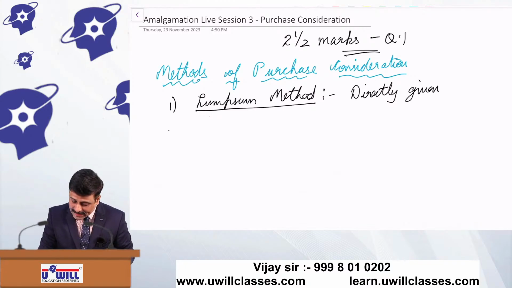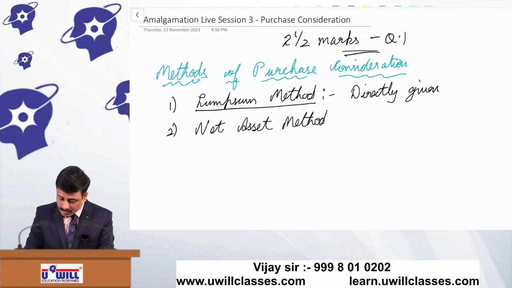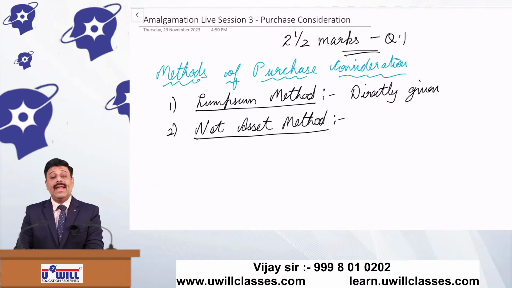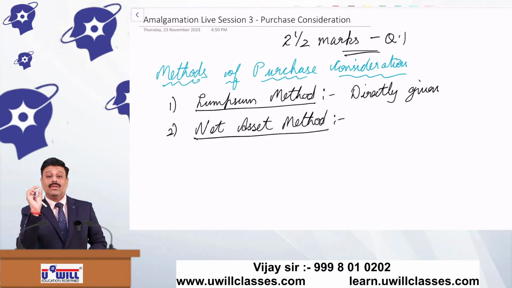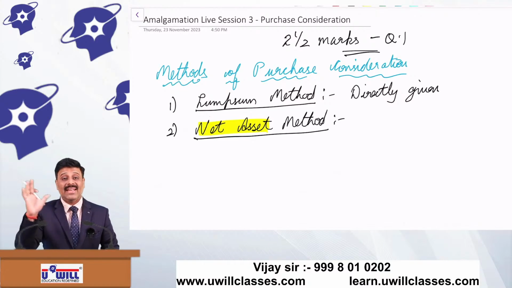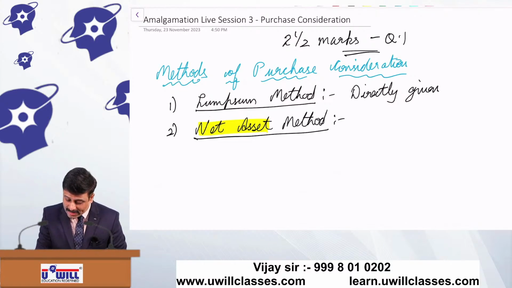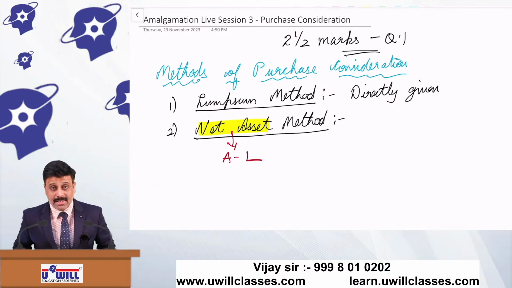The second method of purchase consideration is the net asset method. Now, the net asset method means how will you find the amount of purchase consideration? First of all, as the name itself suggests, what do you understand by the word net assets? Assets minus liabilities. From this itself, we derive how to calculate purchase consideration.